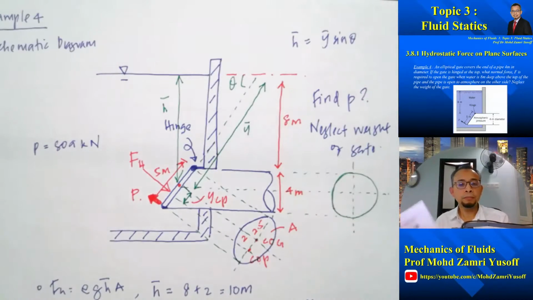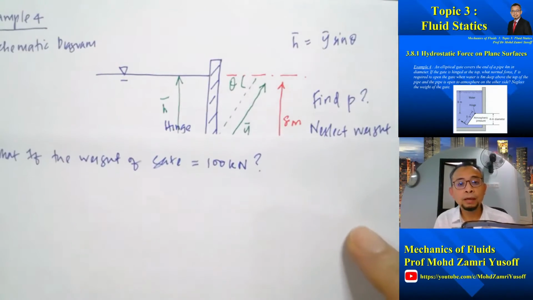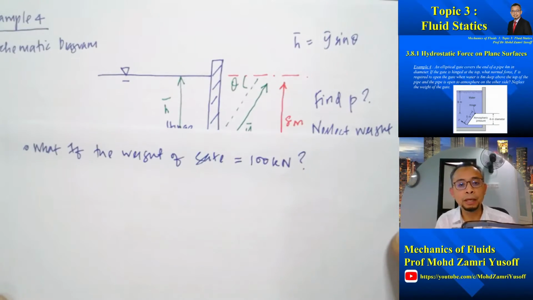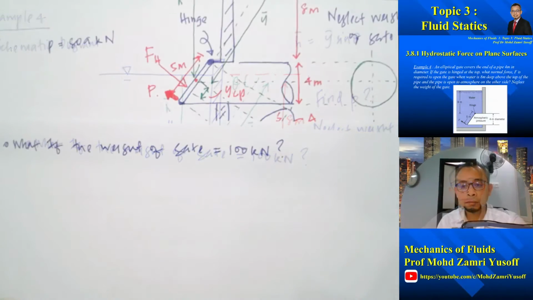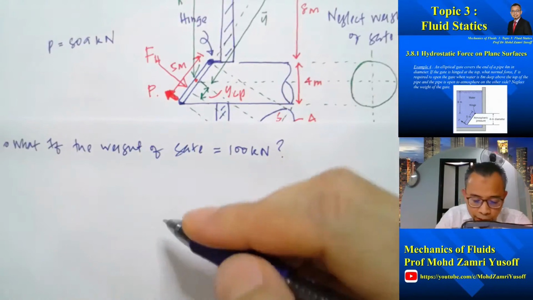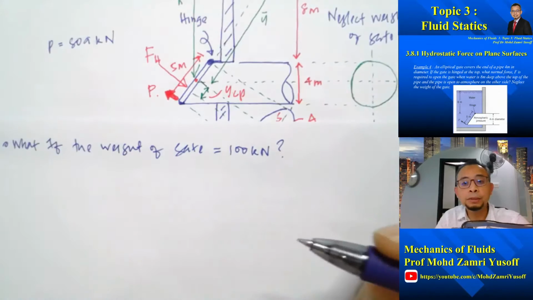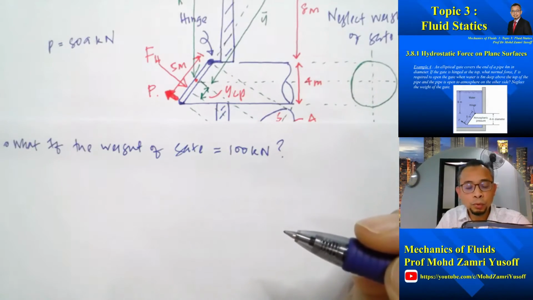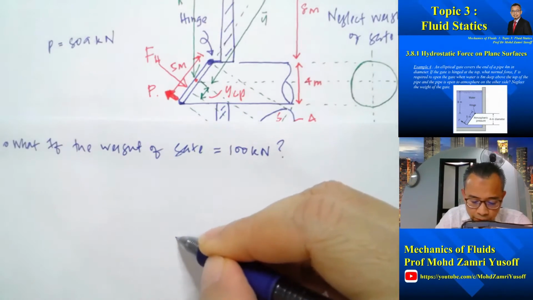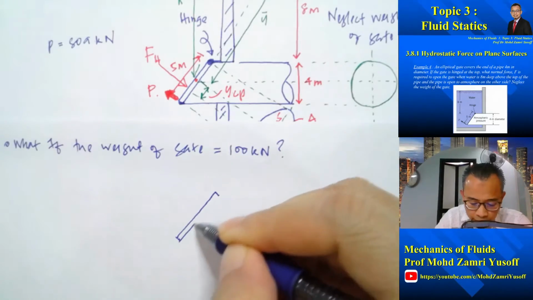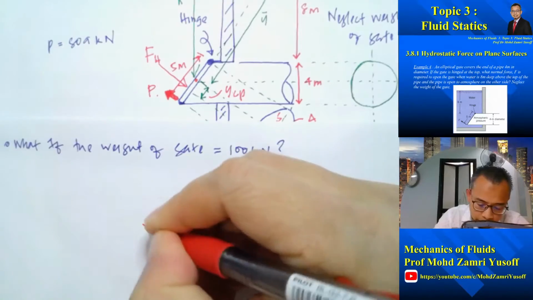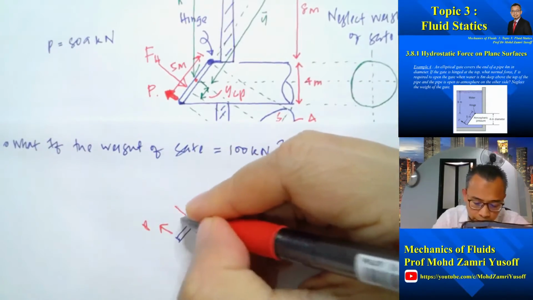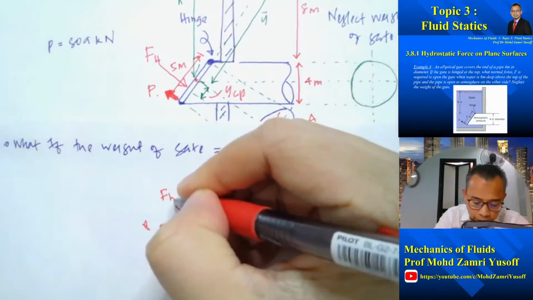Okay, so now let me just extend the question a little bit. If the weight of the gate is non-negligible and is equal to 100 kilonewton, we need to consider the force due to the weight of the gate. So basically, if I redraw this again, this is the force P. Then we have the hydrostatic force.